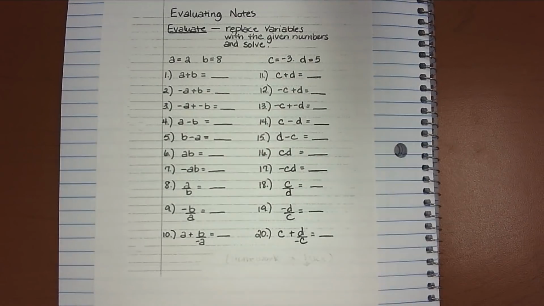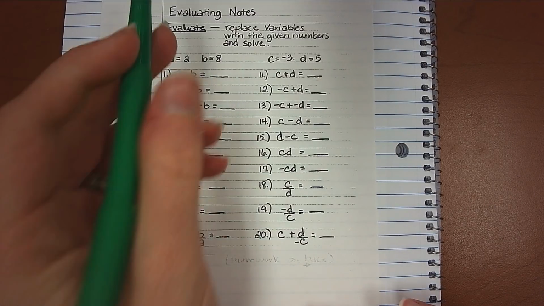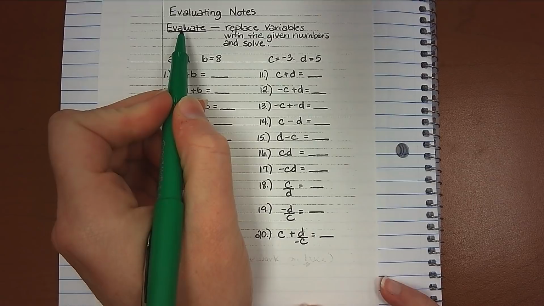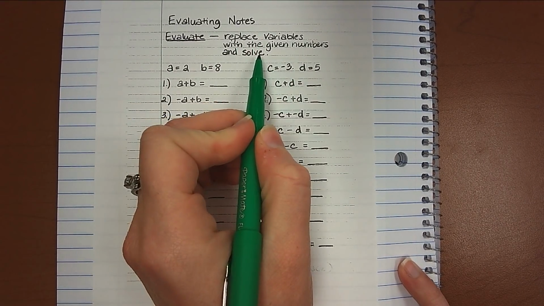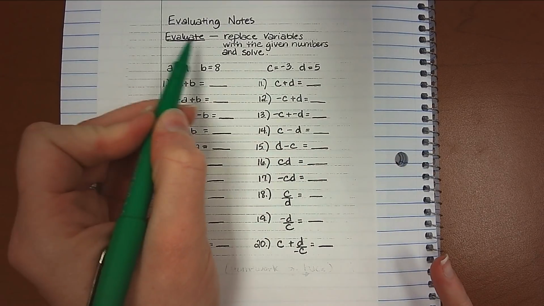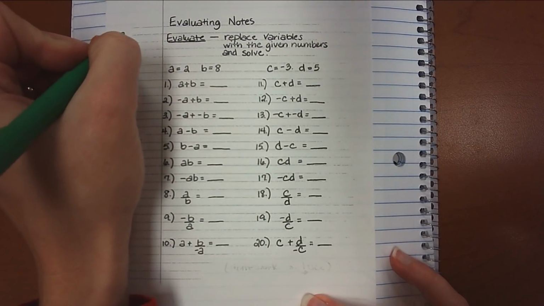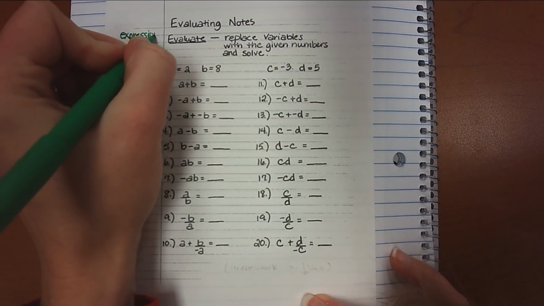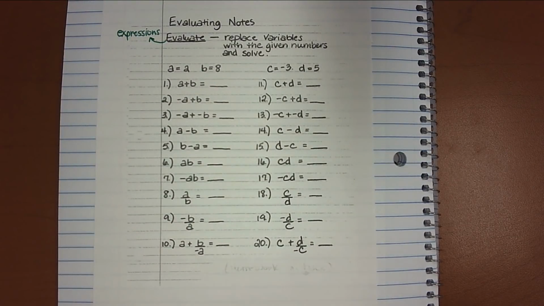Today we're going to be talking about evaluating with integers, and so what you'll notice is that we've got our evaluating notes, and at the top they give us the definition of evaluate. To evaluate is to replace variables with the given numbers and solve. Notice that evaluate and solve are two different things, because when we talk about evaluating, we're talking about expressions, not equations. We solve equations, we evaluate expressions. So just keep that in mind as we go through today.